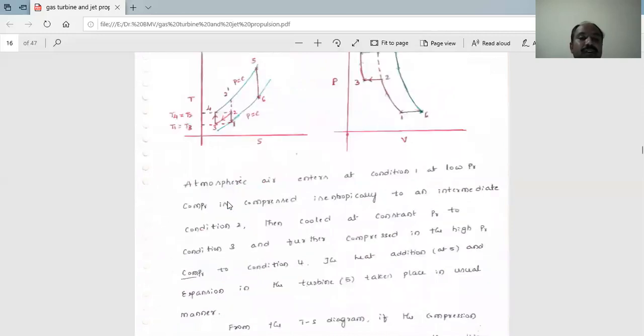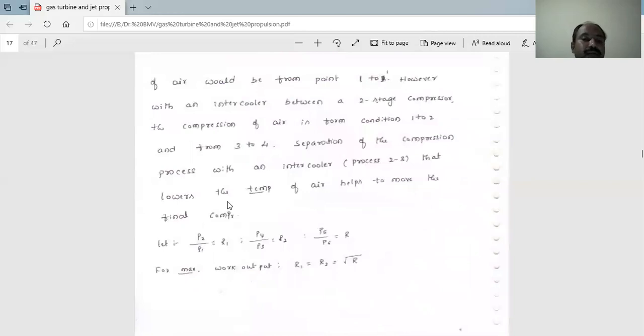Then afterwards, we have to derive the expression for the compression ratio. R1 is equal to P2 divided by P1. Here that is the low pressure compressor process pressure ratio. Then the high pressure compressor pressure ratio is R2 is equal to P4 divided by P3. Capital R is equal to P5 divided by P6. That is the expansion process. The maximum work output occurs when R1 is equal to R2 is equal to root of R. This is the maximum work output through a multi-stage compression process.